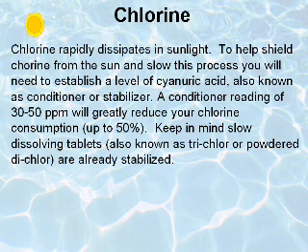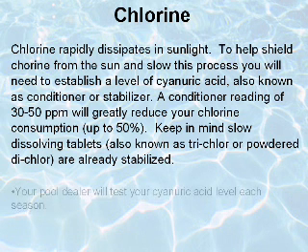Chlorine rapidly dissipates in sunlight. To help shield chlorine from the sun and slow this process, you will need to establish a level of cyanuric acid, also known as conditioner or stabilizer. A conditioner reading of 30 to 50 parts per million will greatly reduce your chlorine consumption. Keep in mind, slow-dissolving tablets, also known as trichlor or dichlor, are already stabilized.